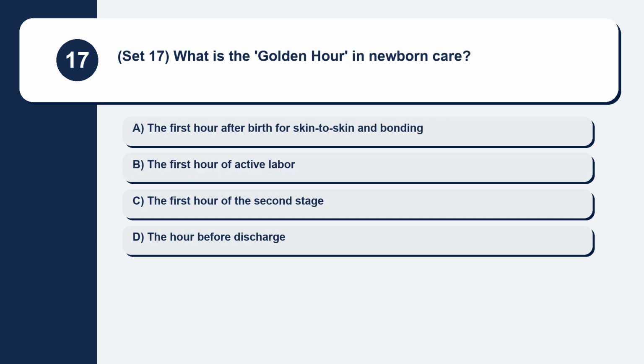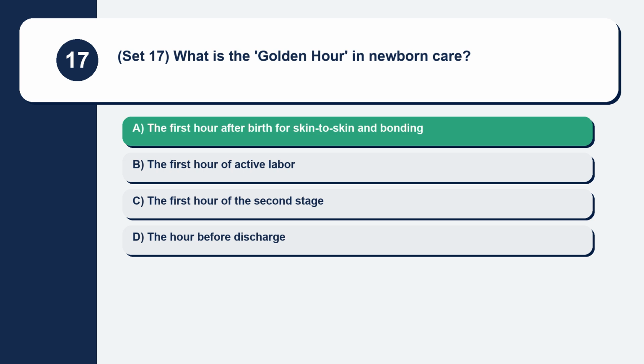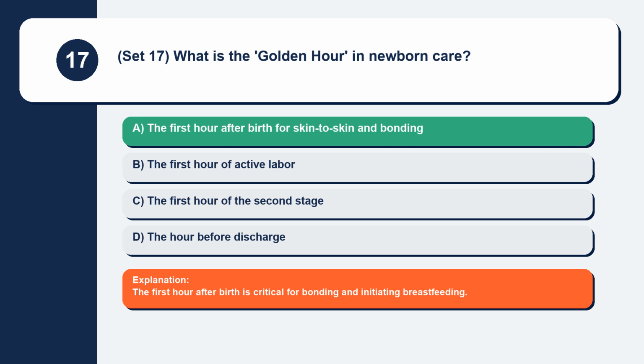Question 17. Set 17. What is the golden hour in newborn care? The first hour after birth for skin-to-skin and bonding, the first hour of active labor, the first hour of the second stage, the hour before discharge. The first hour after birth is critical for bonding and initiating breastfeeding.